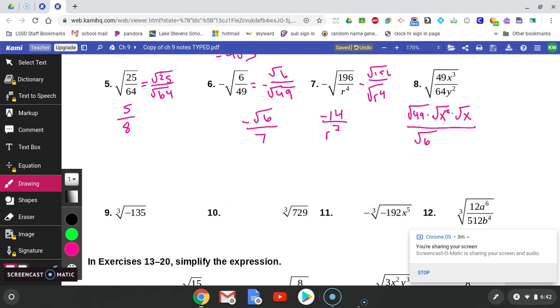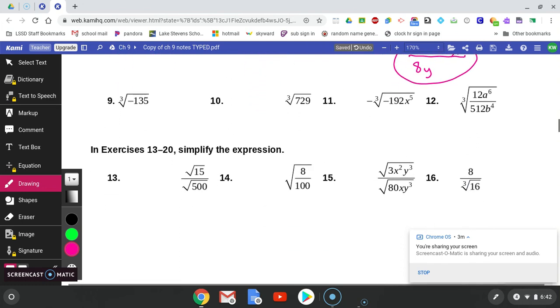So on the bottom, I have the square root of 64 and the square root of y squared. All right, so I'll start with my denominator. Square root of 64 is 8. The square root of y squared is y. In the numerator, square root of 49 is 7. The square root of x squared is x, and I still have a square root of x. That's all I can do on it.